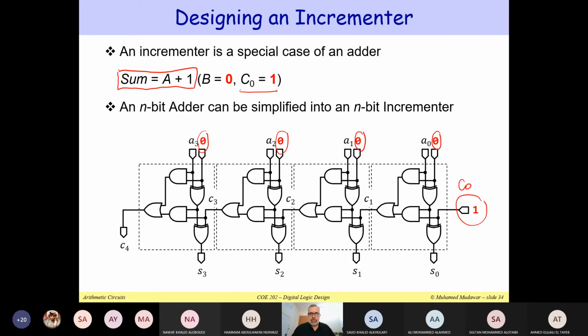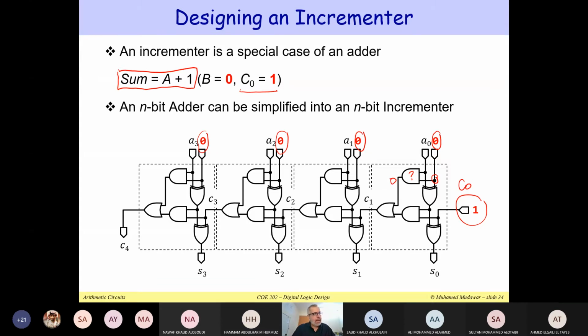Fine. Now, let us take a look at the circuit here. We have 4 full adders. This is a ripple carry adder that we have studied before in the previous lecture. Let us take a look at this AND gate here. When you AND A0 with 0, so here one of the inputs is 0. When you AND with 0, what do you get? Exactly. We get the output 0.